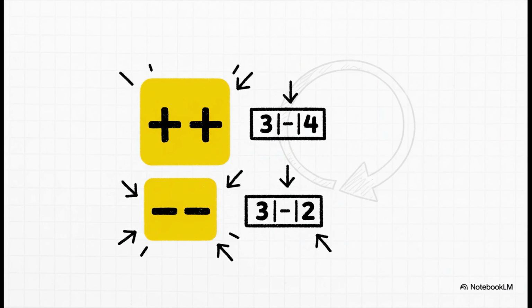And the most common shortcuts of all are increment and decrement. Adding or subtracting 1 is something you do constantly in programming, especially in loops. So instead of writing counter equals counter plus 1, you can just write counter plus plus. It's quick, it's clean, and it's universally understood.